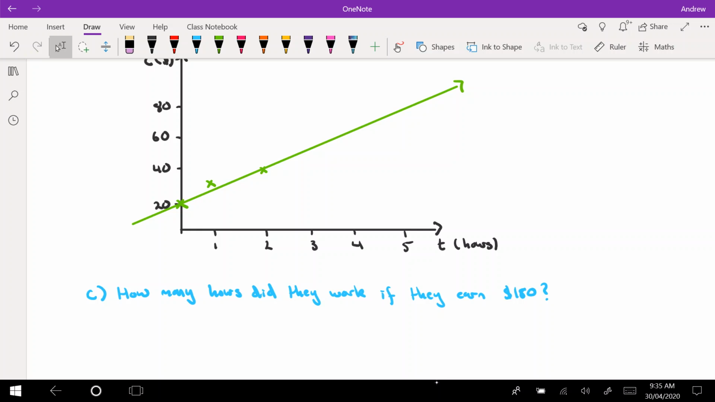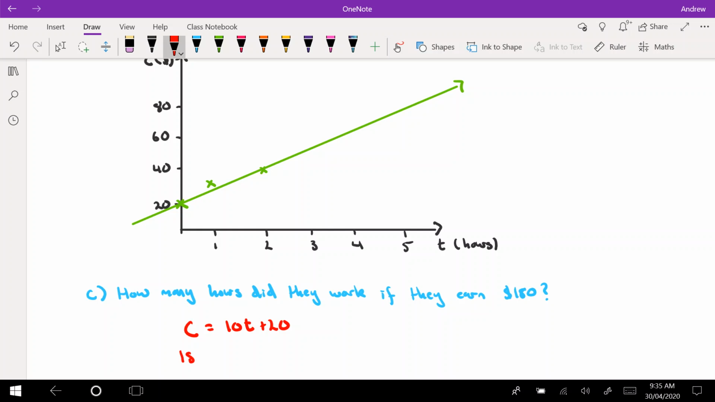Dividing by 10 is probably on the right track. Let's just remind ourselves of our equation, right? So C, the amount we earn, is 10T plus 20. That just determines the amount we earn for any time spent working. Well, do we know the amount of time we worked? Do we know the amount that we got? So divided by 10 minus 20.